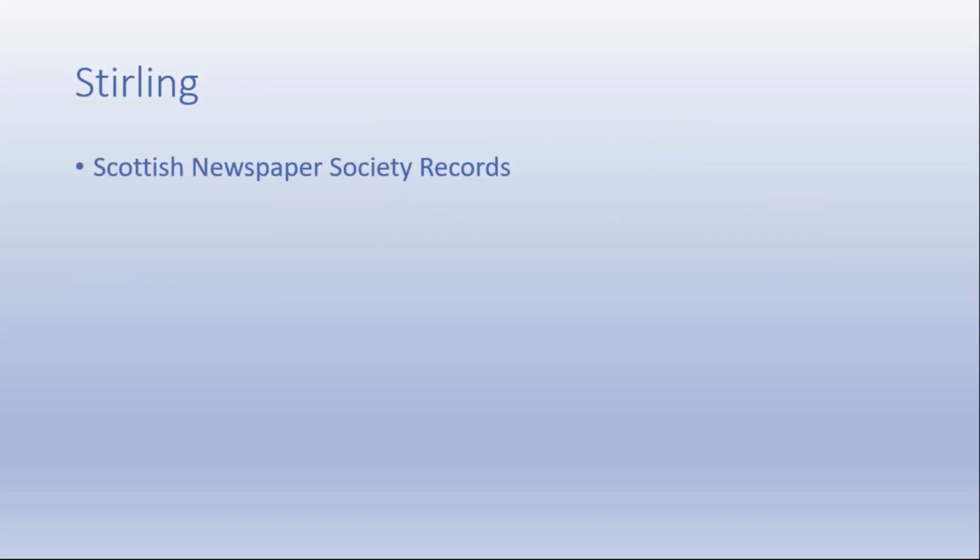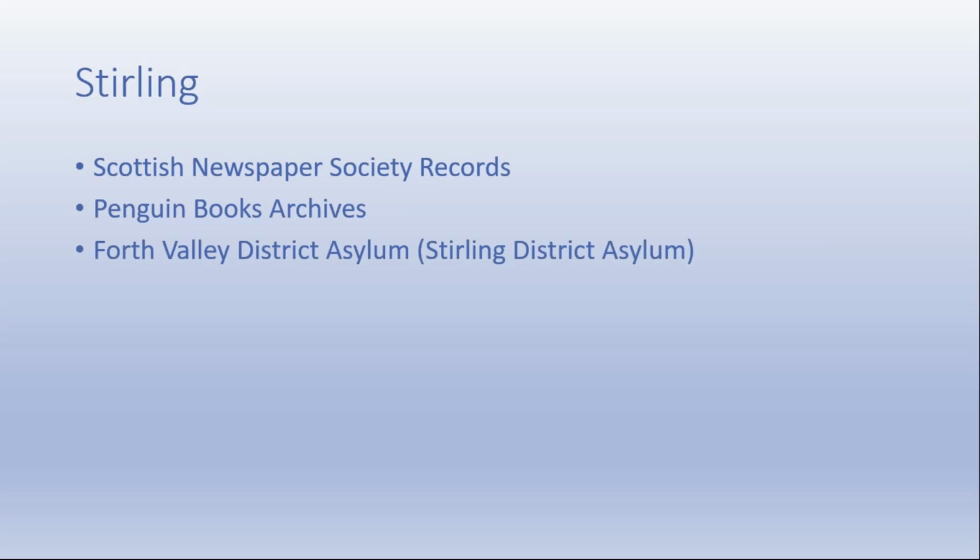The University of Stirling has the records for the Scottish Newspaper Society, so that would be editors. They have the Penguin Books archives. Do you remember reading Penguin Books? Those archives are at the University of Stirling. They have the records for the Forth Valley District Asylum, the Stirling District Asylum, and also for the Royal Scottish Hospital, which is the hospital for the mentally impaired.